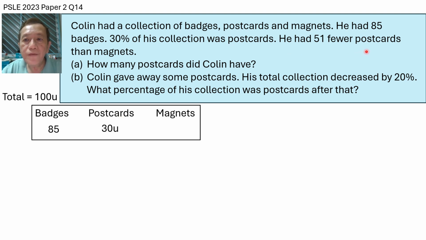He had 51 fewer postcards than magnets. So 30 units plus 51. If I write 30% plus 51, it is mathematically incorrect because I have to write 30% of what? That is why I chose to write 30 units. How many postcards did Colin have? This one.